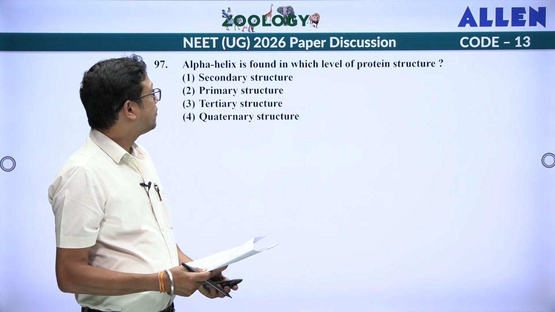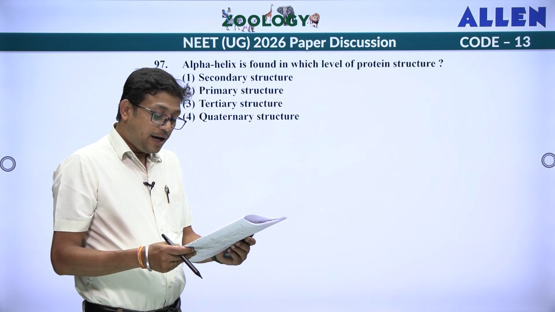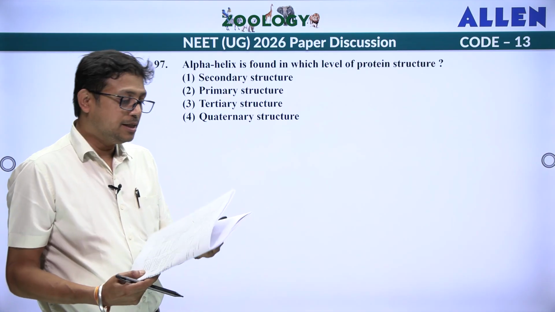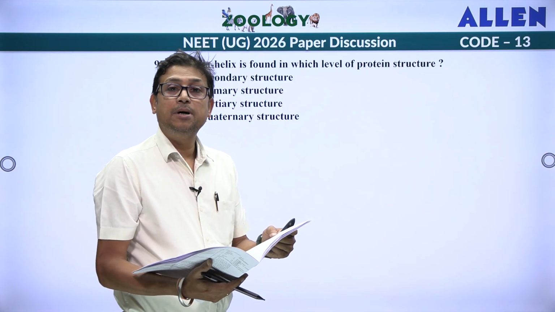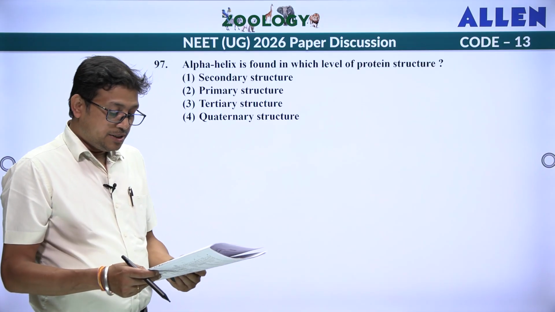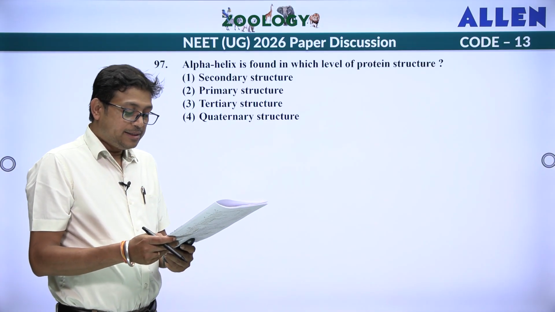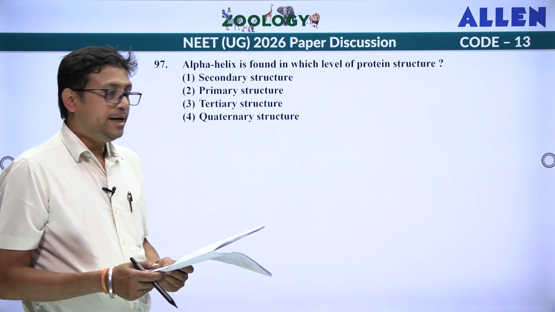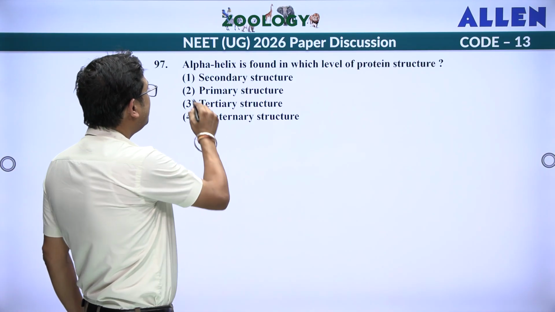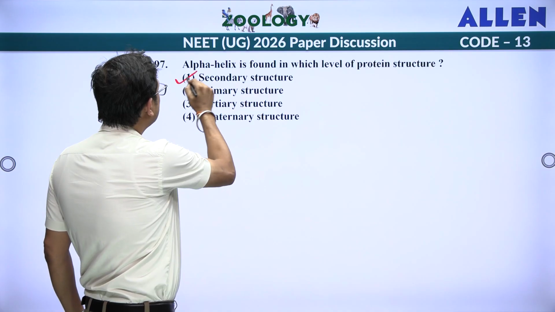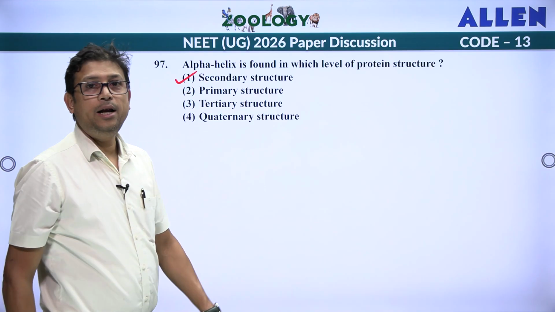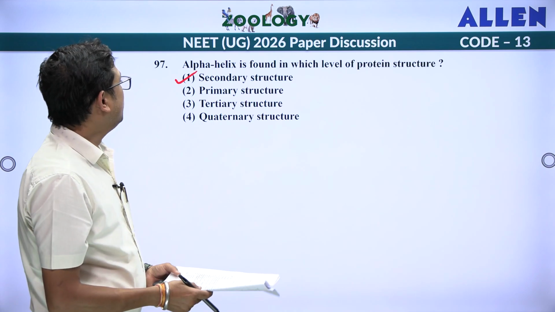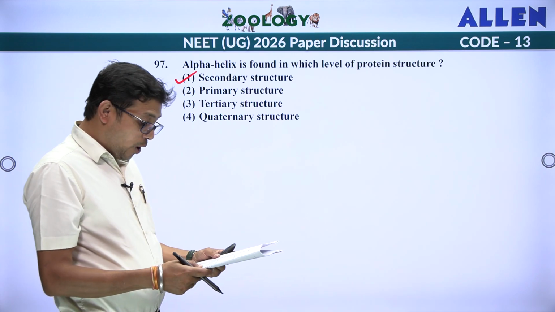Next question is, alpha helix is found in which level of protein structure, right? I am discussing paper code number 13, okay. So, question number 96, alpha helix is found in which level of protein structure? Alpha helix and beta pleated, right? These two structures we can see only in the secondary structure. So, secondary structure of protein consists of alpha helix and beta pleated. So, they are asking about alpha helix, so answer will be 1.